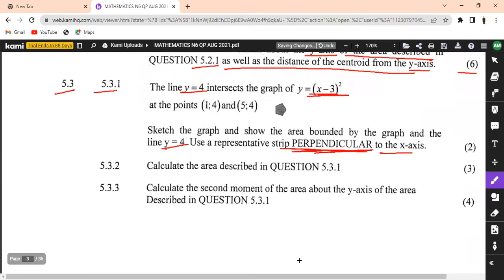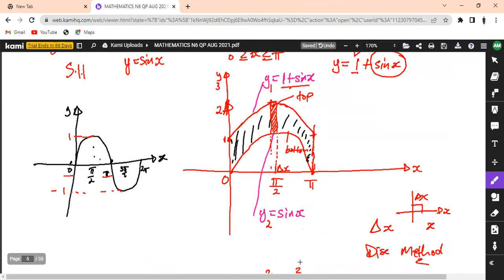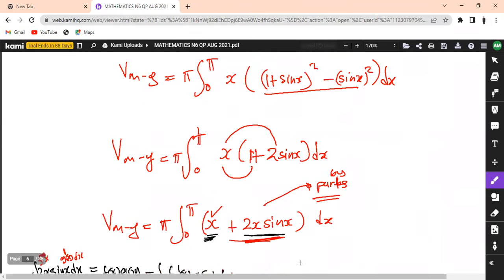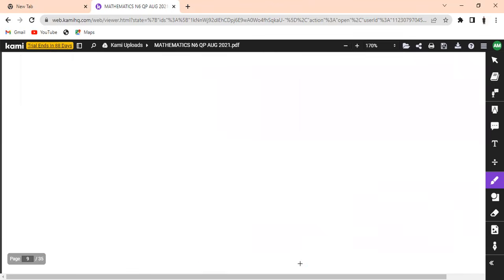Okay, so let us start with the graph of y is equal to x minus 3 squared. How does that graph look? You're supposed to know this. Whenever you see a graph like that, which is a quadratic graph, it means it has a turning point. This is y is equal to x minus 3 squared. So it has a turning point at 3, 0. That is where it has a turning point, at 3, 0.